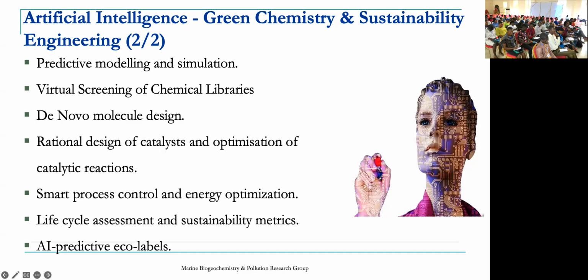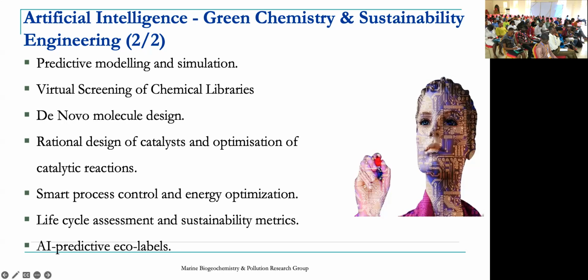Another one is the virtual screening of chemical libraries. I will take only two for the sake of time, please. AI, I know, can help analyze vast databases of chemical compounds and predict their properties, enabling virtual screening to identify potential green alternatives. This could accelerate the discovery of eco-friendly materials, catalysts, and chemicals, thereby reducing the need for resource-intensive and time-consuming experimental testing. Probably, maybe I should take this last one here.